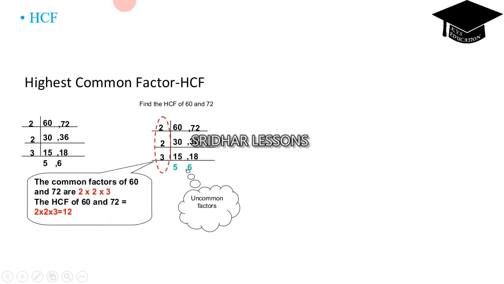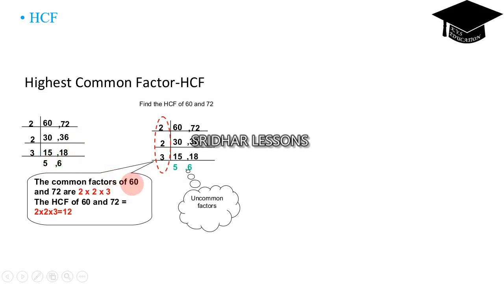We will see one more example. The HCF of two numbers 60 and 72: if we go for finding the factors, 2 can be factorized as 30 and 36. Again 2, 15 and 18. And 3 is 5 as well as 6. 3 into 5 is equal to 15. 3 into 6 is equal to 18.